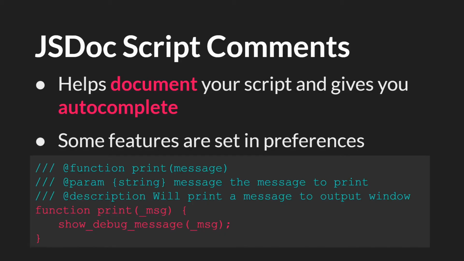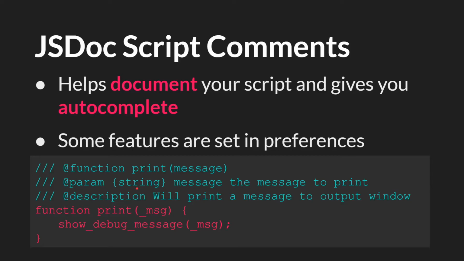JSDoc script comments are still a thing as well in 2.3. These help you document your scripts and your functions and gives you autocomplete when you are using them inside of GameMaker. Some of these features are set in the preferences for GameMaker Studio, but you can use @function, where you use the function name and then the names of any arguments. You can define the parameters, and this is one of the preferences you can change in GameMaker.